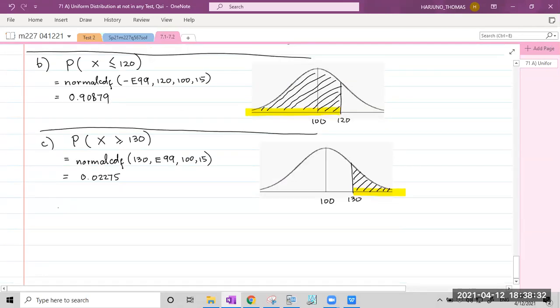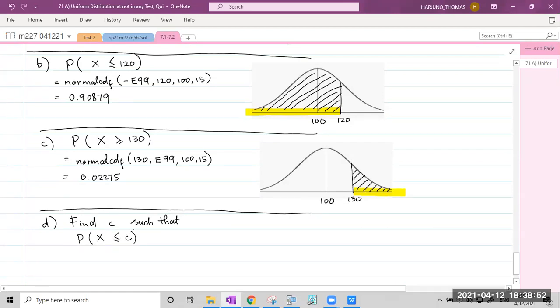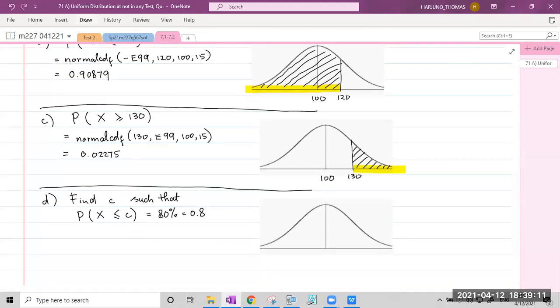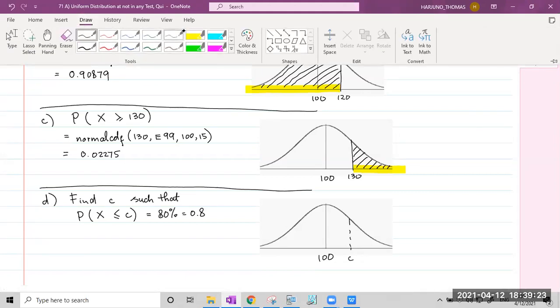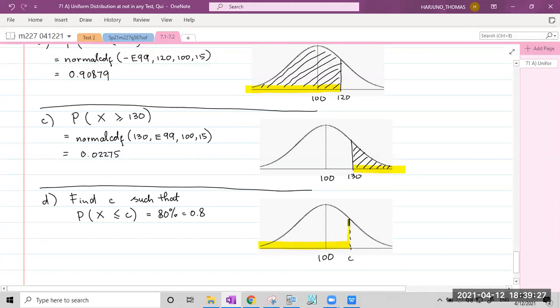Oh, how about the cutoff score? Part D. Find C such that the probability that X is less than or equal to C is, let's say, 80%, which in decimal is 0.8. If this is 100, what is that C such that the area to the left of that is 80%?